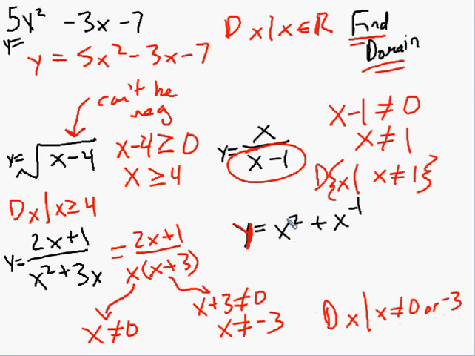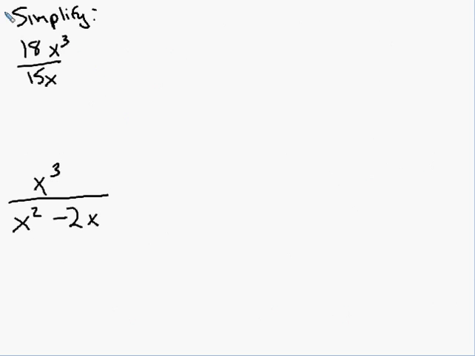Right? This one. The x squared is not a problem, but I see I have this x to the -1, and I need to remember that -1 means move down. So I have 1 over x. So this is going to tell me that my x cannot be 0, so x is not 0. Alright, simplifying these. So first I'll simplify the 18 over 15. I can divide those both by 3.